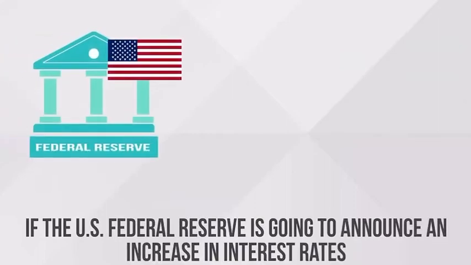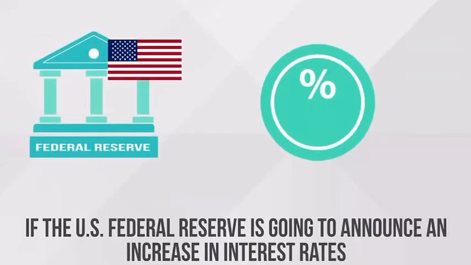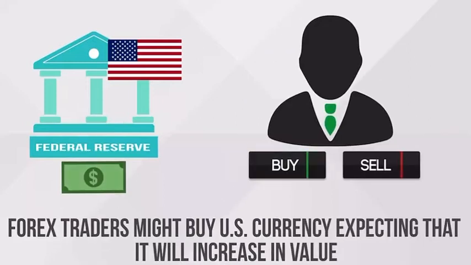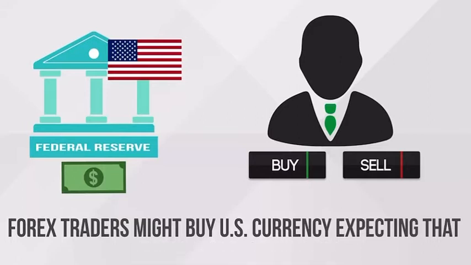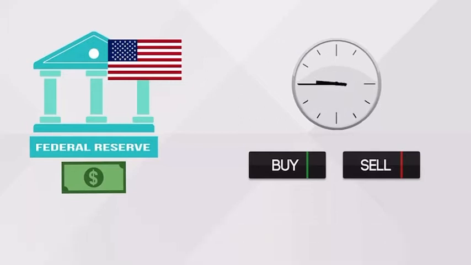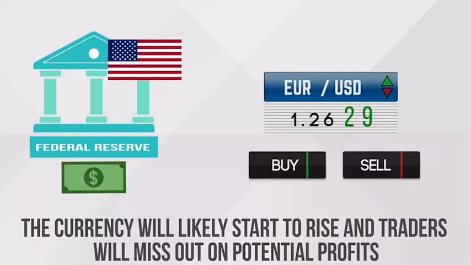For instance, if the US Federal Reserve is going to announce an increase in interest rates, forex traders might buy US currency, expecting that it will increase in value. They will probably trade right before the US Federal Reserve is scheduled to make the announcement, because once it's made, the currency will likely start to rise and traders will miss out on potential profits.